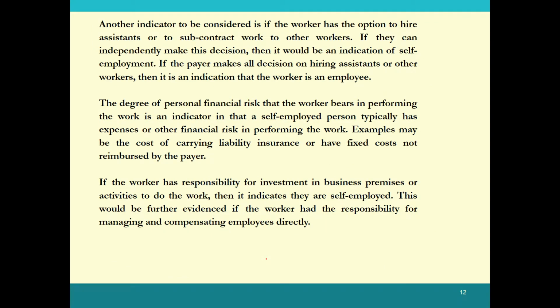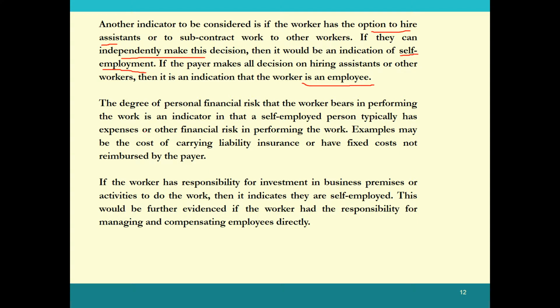Another indicator to be considered is if the worker has an option to hire an assistant or to subcontract work to another worker. If they can independently make this decision, then it would be an indication of self-employment. If a payer or the organization makes all the decisions on hiring assistants or other workers, then it is an indication that it is an employer and employee relationship.